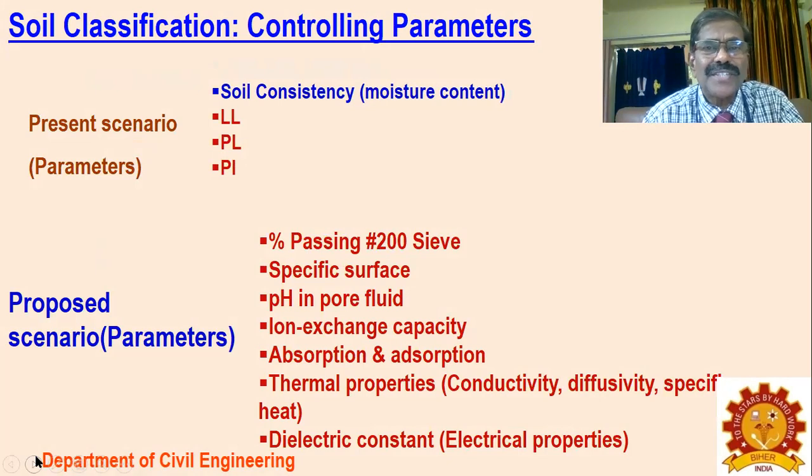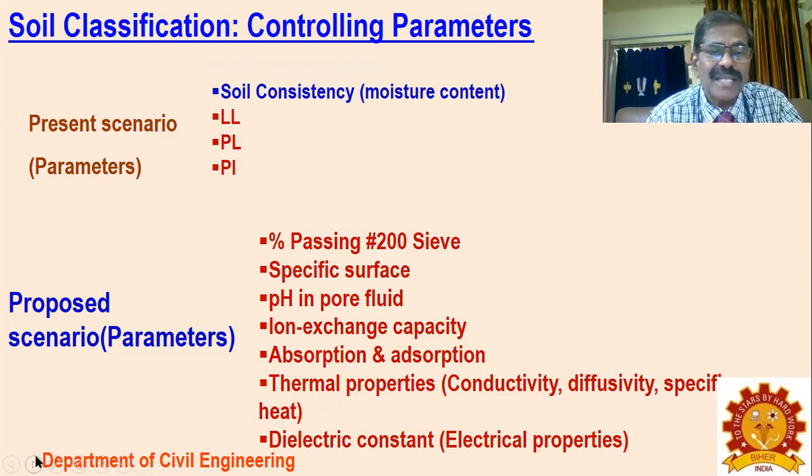Soil classification controlling parameters may be soil consistency, moisture content, liquid limit, plasticity index, and that is how you do it in a parameter study. But that is not necessarily the real value that gives all the characteristics of the soil. So the proposed scenario is about the parameters.